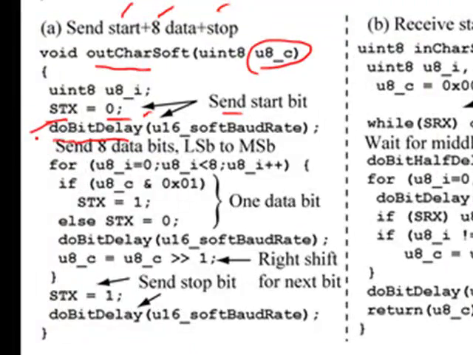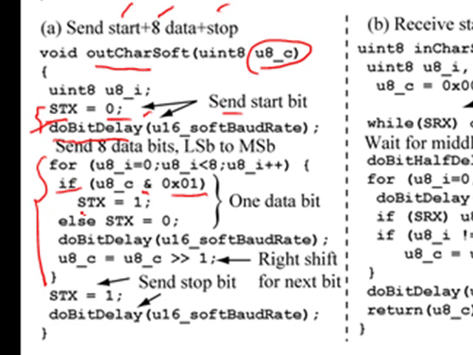Once the start bit is sent, we then need to send the 8 data bits. So we're going to have a loop that's going to loop 8 times, sending each data bit. In this if test right here, we're going to assume that the bit to be sent is in the least significant bit. Recall that this protocol sends data least significant bit to most significant bit. So this logical AND is going to test the value of the least significant bit.